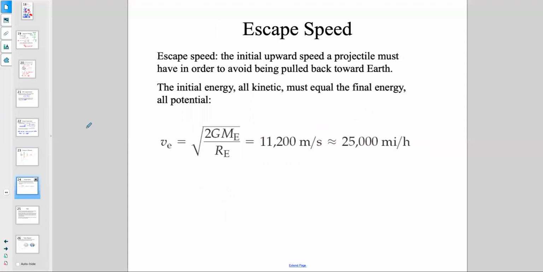Escape speed. Escape speed is the initial upward speed a projectile must have in order to avoid being pulled back towards Earth. In other words, escape speed is the minimum speed that you need in order to leave the Earth's gravity. The initial energy is all kinetic because you're at the surface. Let's say that this is the surface of the Earth, and this object is moving up. At this point, all is kinetic.